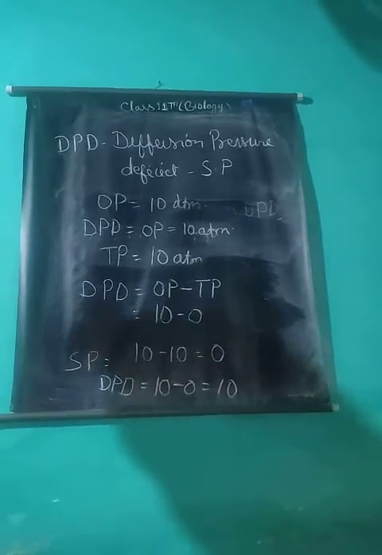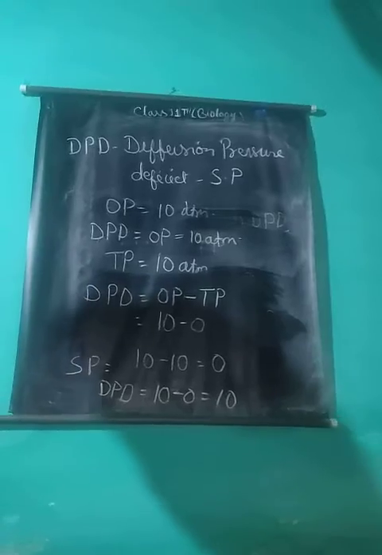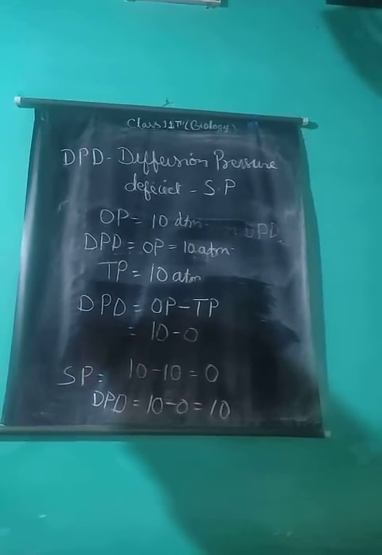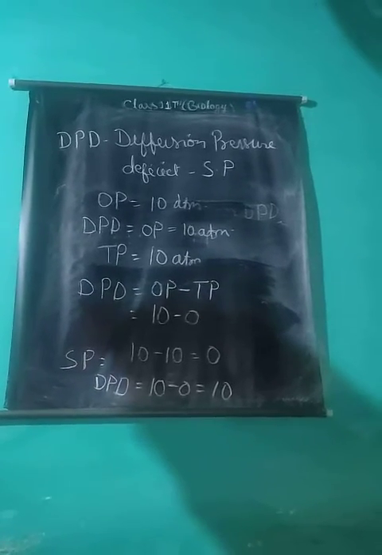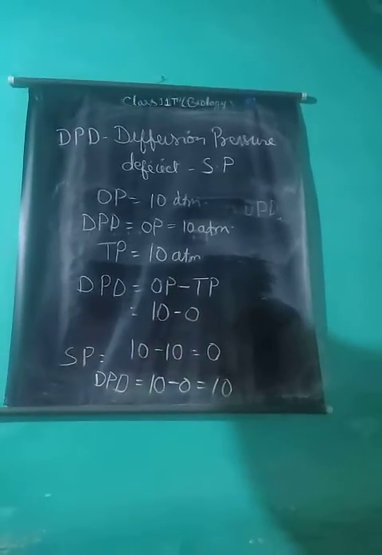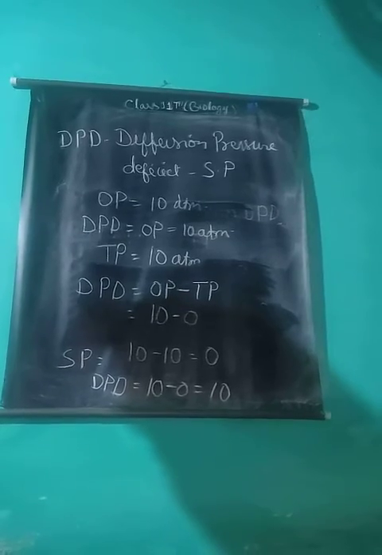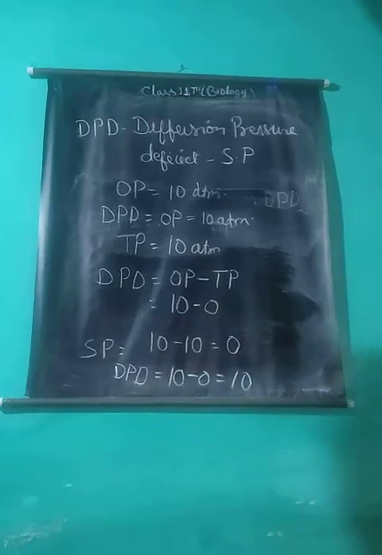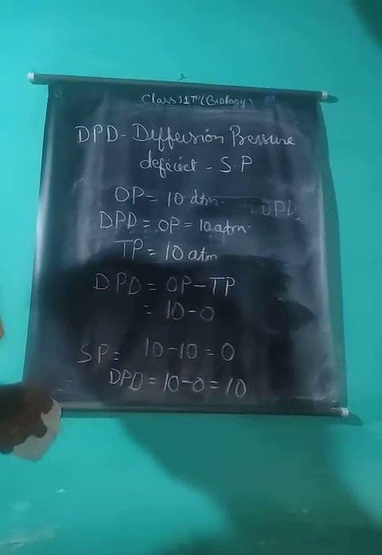So here the DPD is the difference in diffusion pressure of a solution and its pure solvent. DPD of any solution is proportional to its concentration. A fully turgid cell has its osmotic pressure equal to turgor pressure. In fully flaccid cells, TP is equal to 0, so that DPD is equal to OP, osmotic pressure.